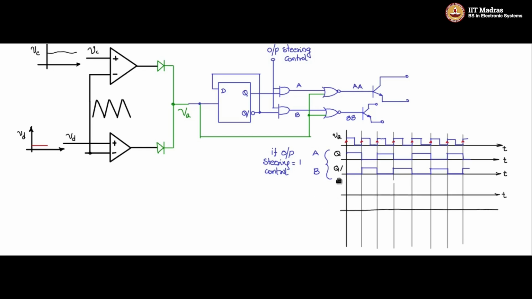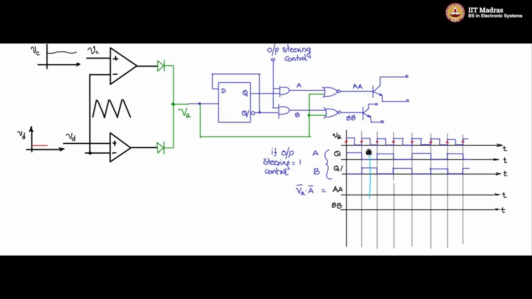So what is AA and BB? We'll see that. Now this is waveform A and this is waveform VA. This is a NOR gate, so it will be A plus VA whole bar, which is A bar and VA bar, isn't it? So this is the A bar waveform.